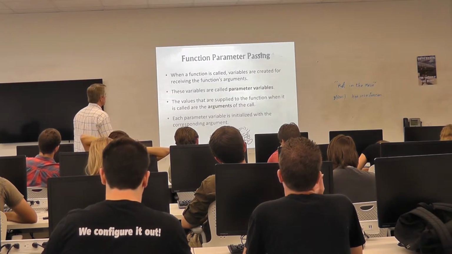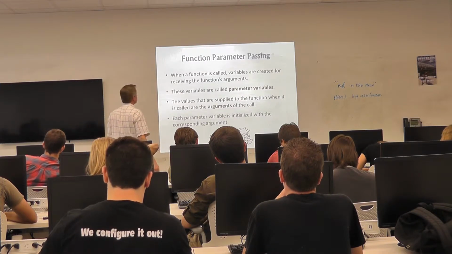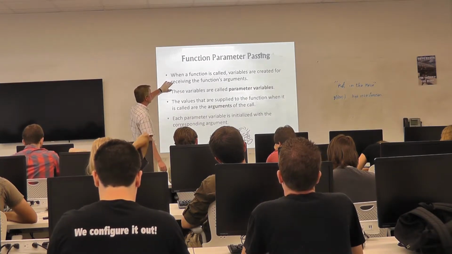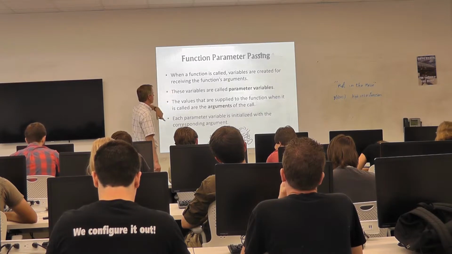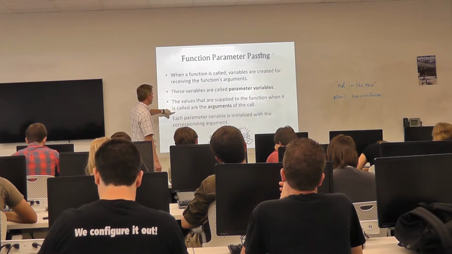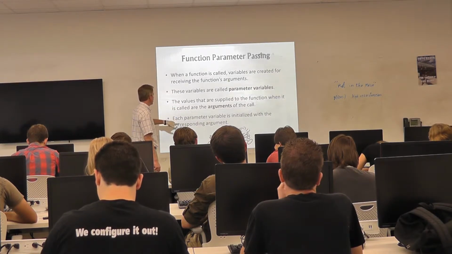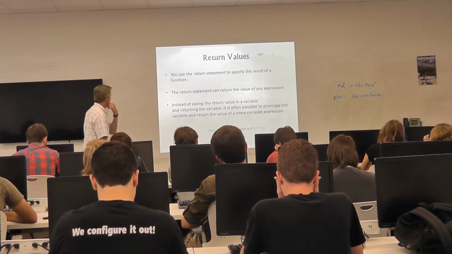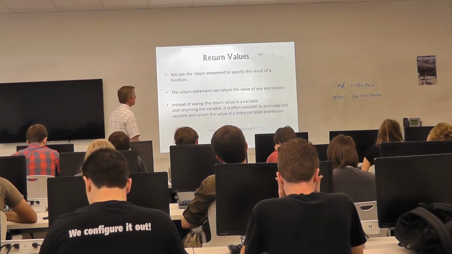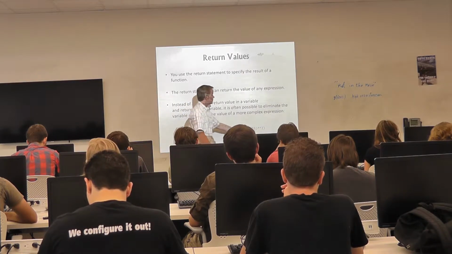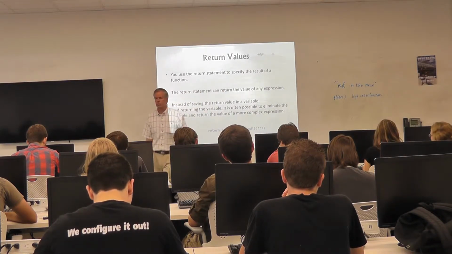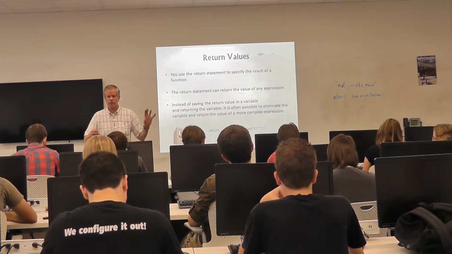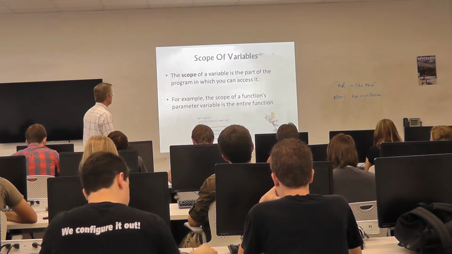Function parameter passing. When a function is called, variables are created for receiving the function's arguments. These variables are called parameter variables. Each parameter variable is initialized with the corresponding argument of the call. So it drops in, it's going to take the value of what's coming in. Return values, you know all about those. And we can even put an expression in the return statement if we want to. We don't have to just have a little variable there. We can calculate math and do stuff like that.